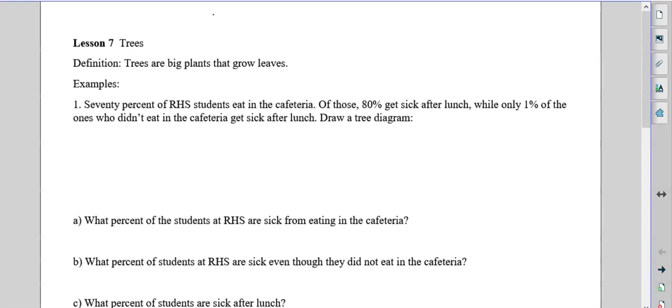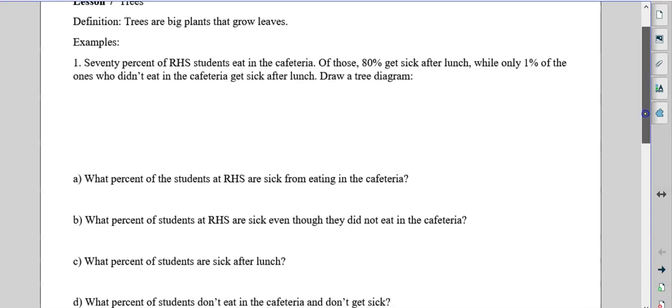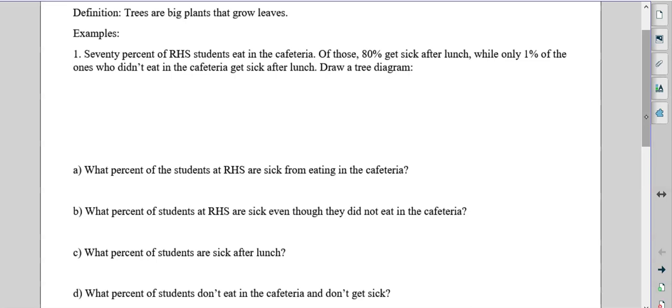All right, factor trees or decision trees. These are not challenging, but they get to be a pain because they get big really fast, and it's hard to keep them organized and neat, especially when you have many branches. So these are going to be pretty simple.